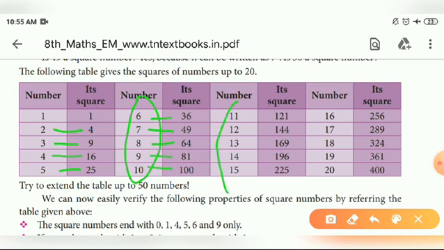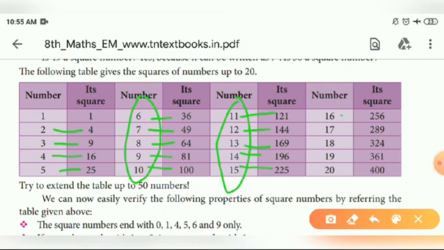And next, numbers 11 to 15. 11 squared means 11 11s are 121. 12 squared means 12 12s are 144. 13 squared means 13 13s are 169. 14 squared means 14 14s are 196. 15 squared means 15 into 15, 15 15s are 225.